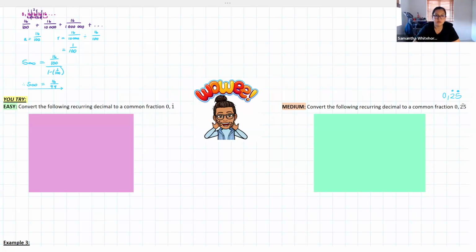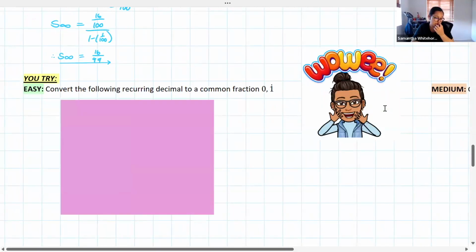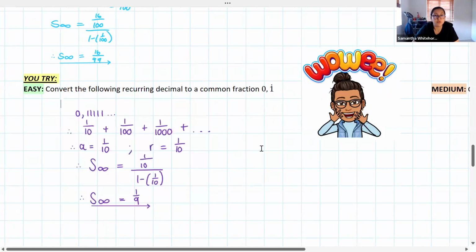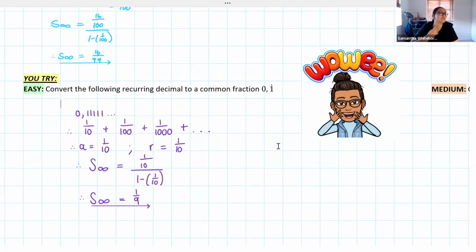Alrighty, guys, let's have a look. If you're not done, don't stress. You can just grab the answers. So if we have a look at the 0.1, this might be one that you do also kind of know.